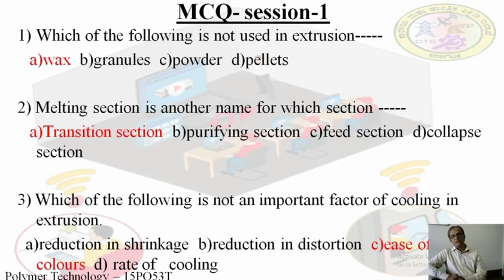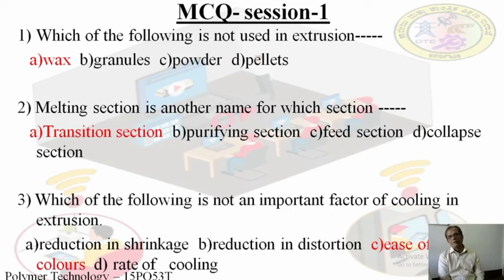Now at the end of this session, let us have the multiple choice questions and suitable answers for those questions. First question is, which of the following is not used in extrusion? B is granules. C is powder. D is pellets. A is wax. So B, C, D are used. A, that is the wax, is not used in extrusion.